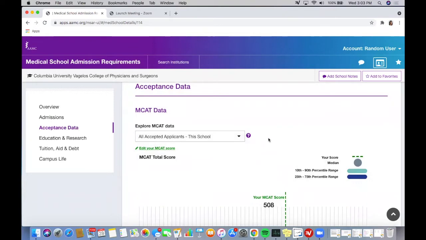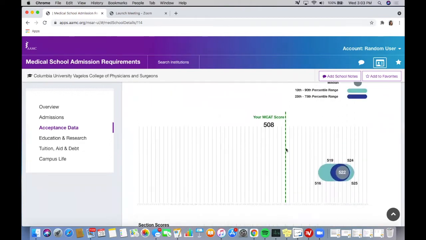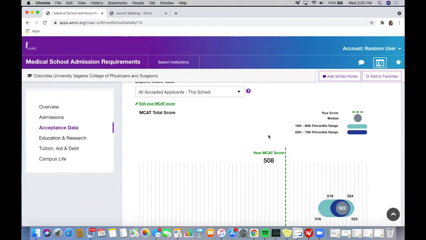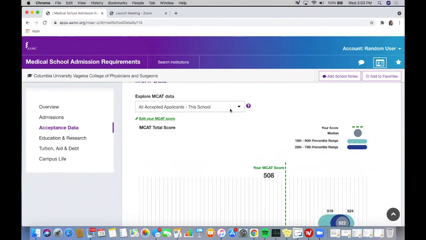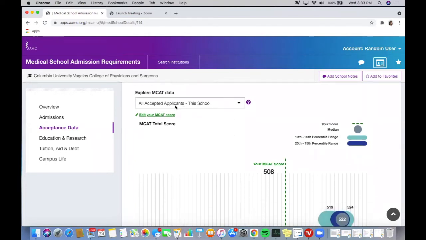Okay, now going down to acceptance data, and I want to spend a little bit of time on this because how you sift through this data is important. First of all, you can see that my MCAT score of 508 is way below Columbia's median. It's way below even their 10th percentile range. So I really have no shot at getting into Columbia. That's okay. Any medical school in the United States is a great medical school, so you don't have to go to Columbia.